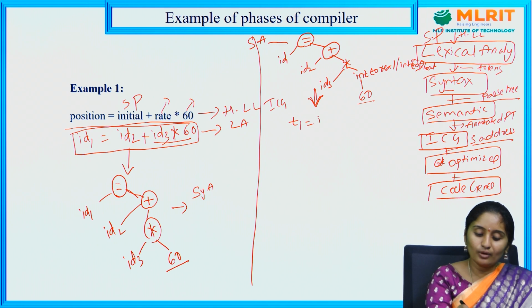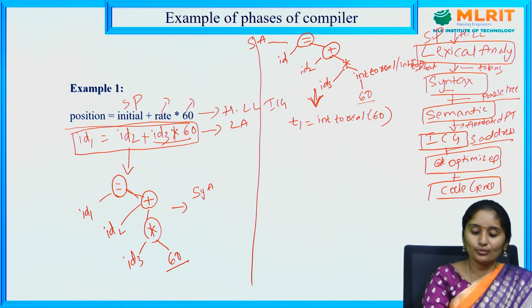T1 is equal to inttoreal. Which one am I going to convert into real? 60, I have converted into real. The next thing I am going to do, this I multiplied with id3. So I am taking temporary variable t2. What I am having here? id3 into 60. But 60 is stored where? In t1. So I can write it as T1, because it is already stored in T1.